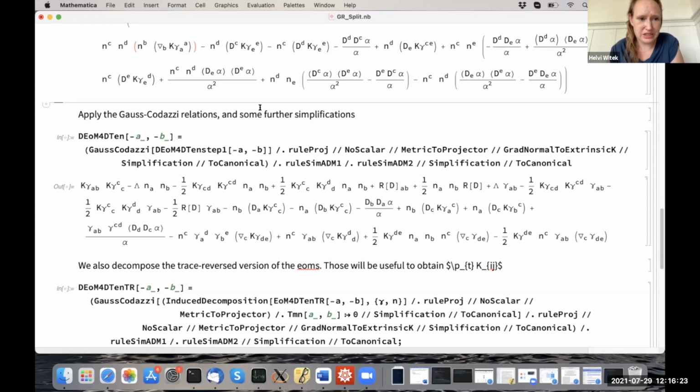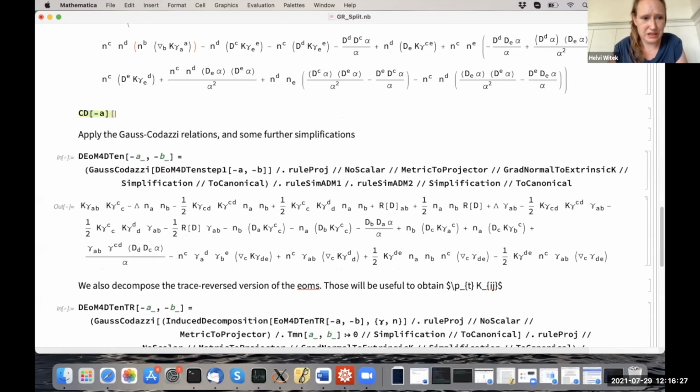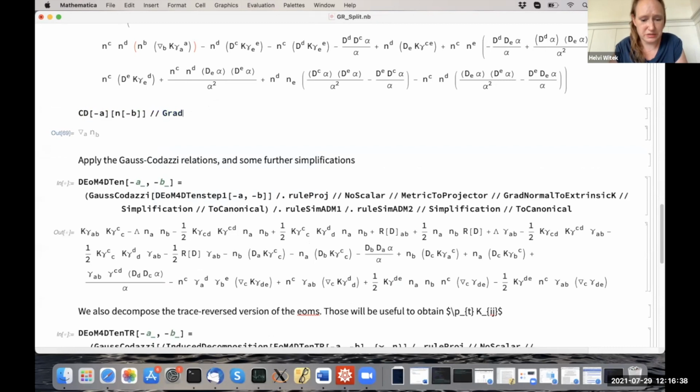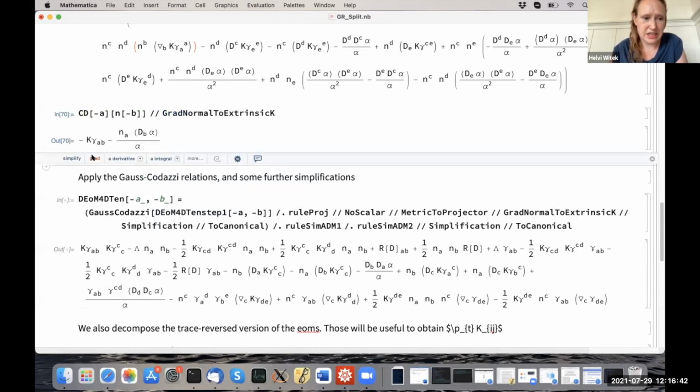So again, if I can just put an example in the line above. Imagine you have something like this, where you take the covariant derivative of the normal vector. If you now apply this GradNormalToExtrinsicCurvature, you would get this relation minus extrinsic curvature minus this combination of normal vector, and that's actually the acceleration that I'm just automatically replacing.